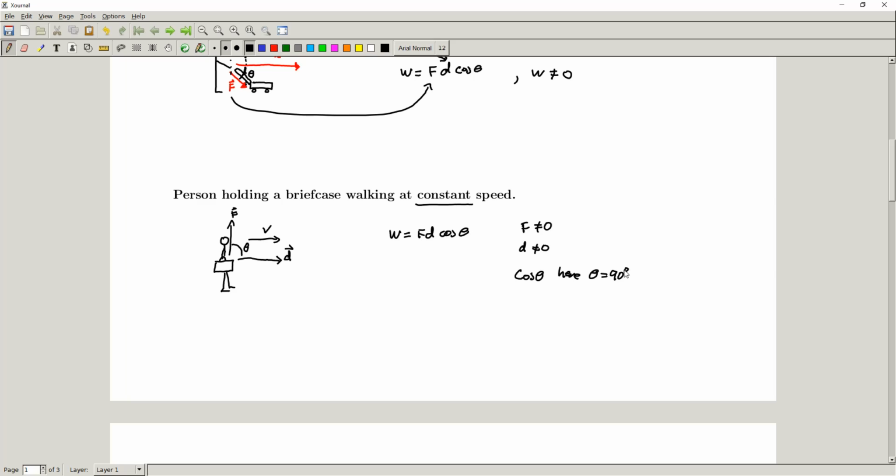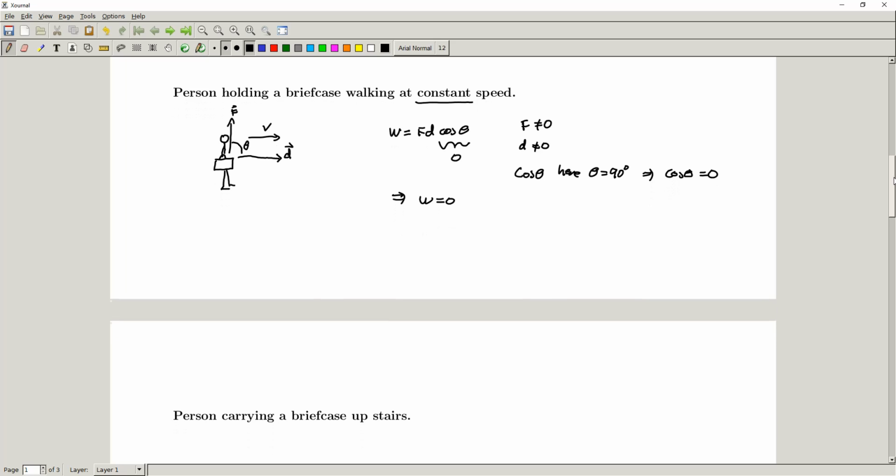The angle between the force being applied and our displacement is 90 degrees, and so this means that cos theta equals 0. Right? And because this is 0, we end up with no work being done. So as I said, this is sort of counterintuitive. We might think that, well, if this is a heavy briefcase and this person's exerting all this force, keeping it up and moving forward, they must be doing some work. But there's actually no work being done, scientifically speaking, on the briefcase by the person.